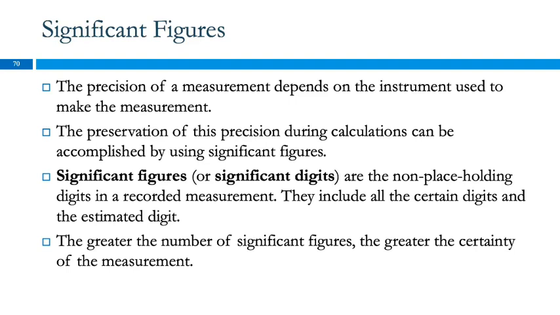Okay, so that example we just did with the thermometer and the graduated cylinder, when we make a measurement like that, all of the numbers that we write down are significant figures because we write down all the ones that we're certain of and we write down one uncertain digit. The more digits you have, the greater the certainty or the precision of the number.